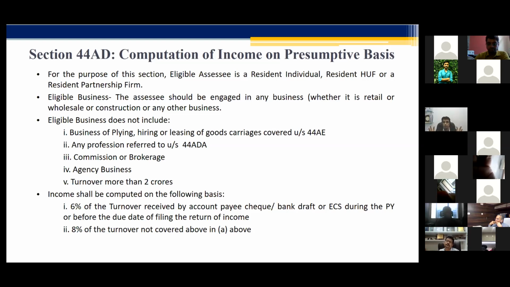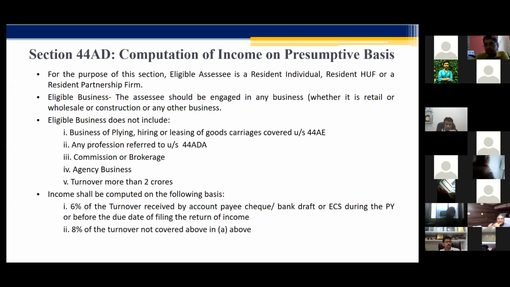The balance situation may be that you would not have received any money up to the date of filing the return. So the debtors are there on 31st March. When you are signing the audit report on 30th September, you have not received that money, but it will go at 8%. It's very clear. Only if you have received it by account payee cheque before the due date of filing the return, so you also have to look into the next 6 months, then you offer it at 6%.